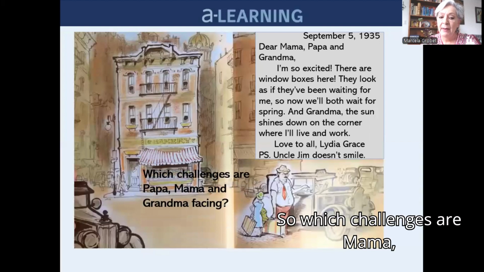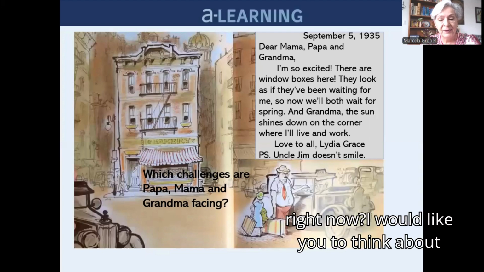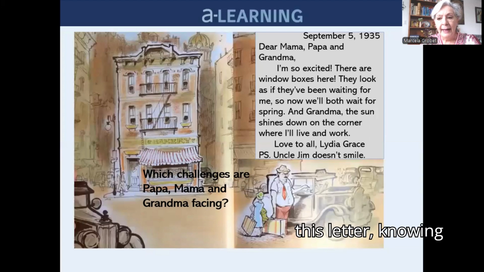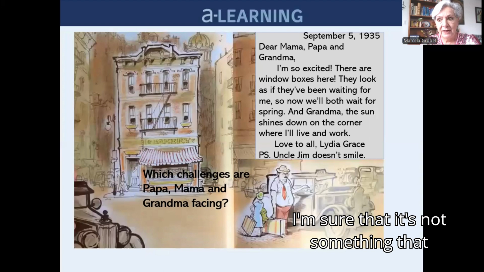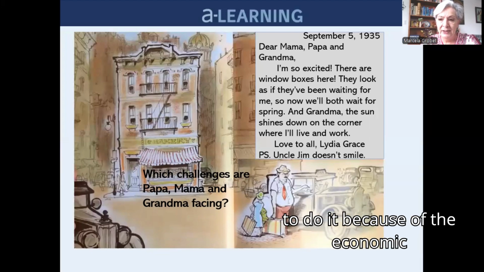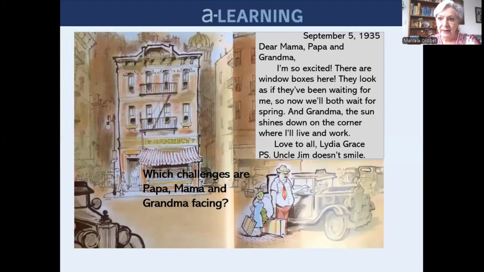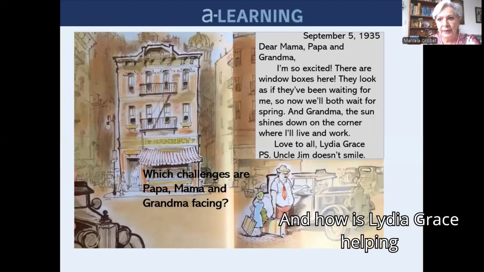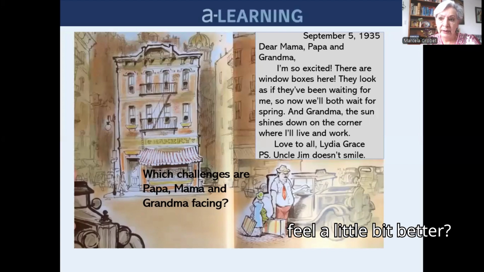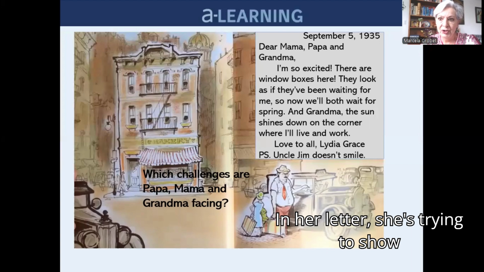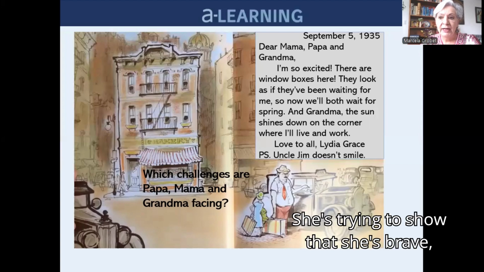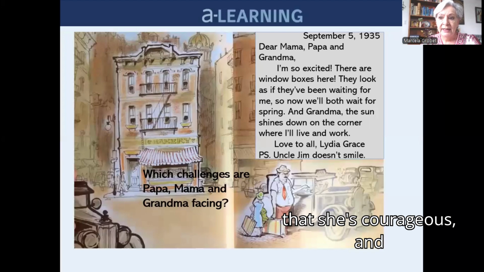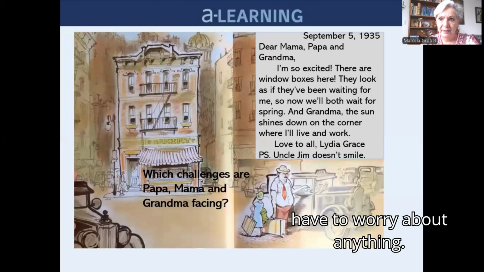So which challenges are Mama, Papa, and Grandma facing? Right now, I would like you to think about Mama, Papa, and Grandma when they receive this letter, knowing that Lydia Grace is away from them. Which challenges are they facing? I'm sure that they miss her. I'm sure that it's not something that they wanted to do. They had to do it because of the economic situation. So perhaps they feel sad. And how is Lydia Grace helping them to feel a little bit better? In her letter, she's trying to show that she's positive about this thing. She's trying to show that she's brave, that she's courageous, and that Mama, Papa, and Grandma don't have to worry about anything.